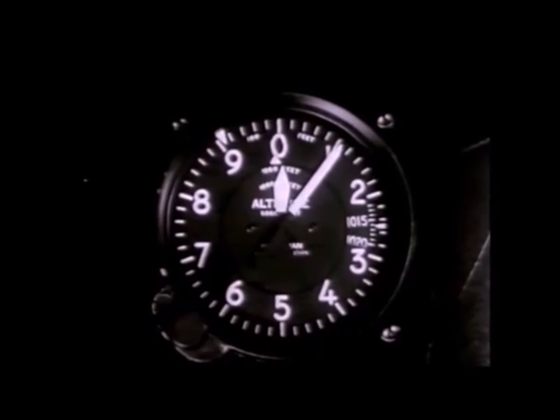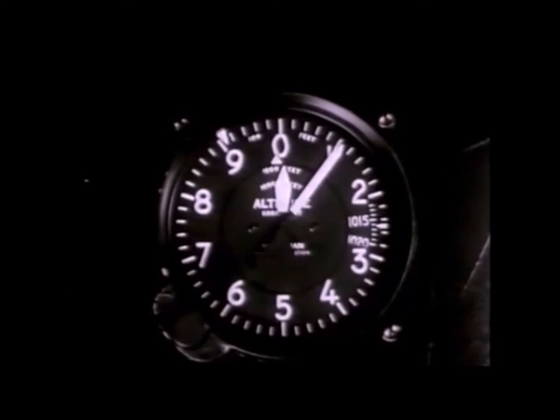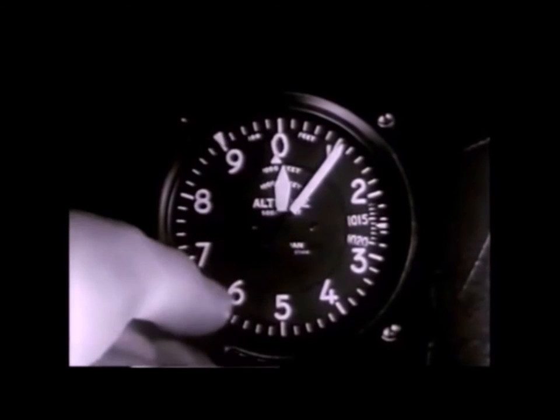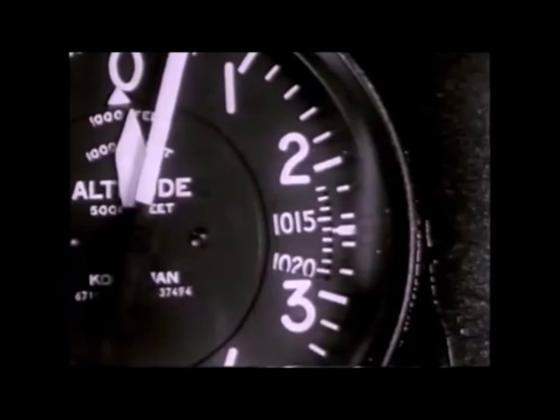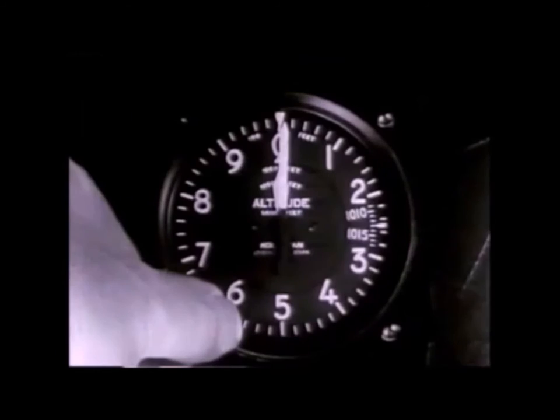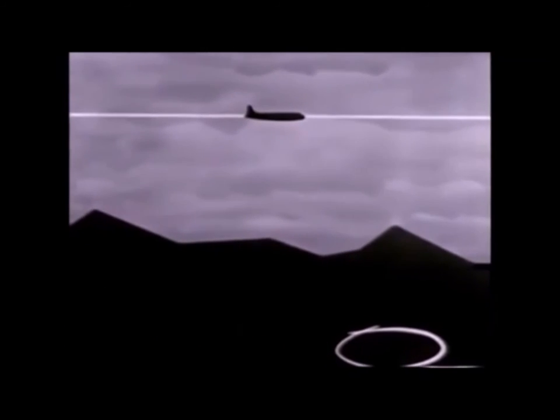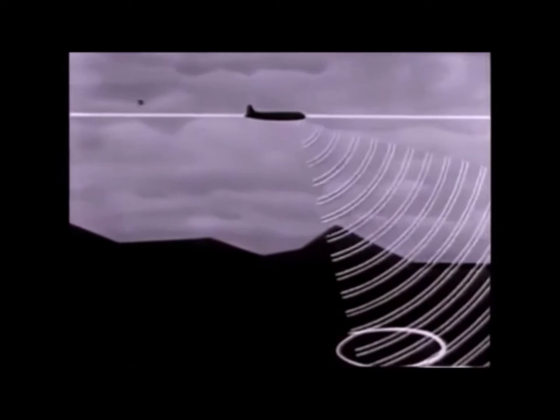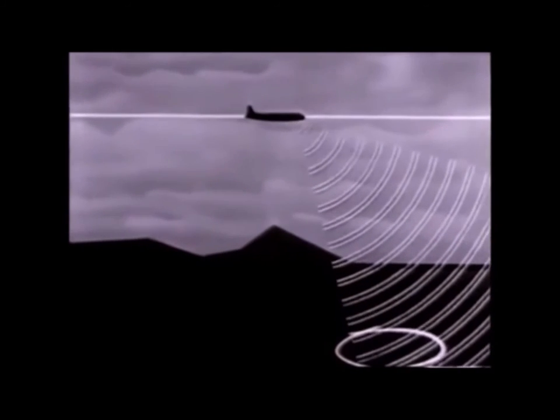The altimeter is provided with an adjustable pressure scale. If it is set to 1013.2, the altimeter will indicate zero height at flight level zero. The pilot therefore radios the nearest ground station and asks to be supplied with this information.